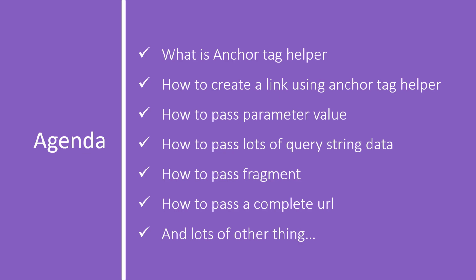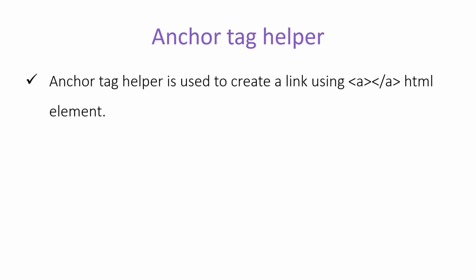Okay, let's start. Anchor tag helper is used to create a link by using this a tag. Inside HTML, if I need to create a link, then I simply create a new a tag, and inside this a tag I have to pass the href, and once you pass the href, you will get a proper navigation link in your page. But if you are using the default HTML tags for creating links, then in some scenarios you will get a few problems. Let's focus on the problem first.